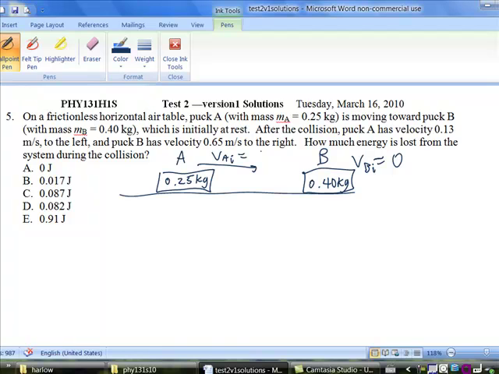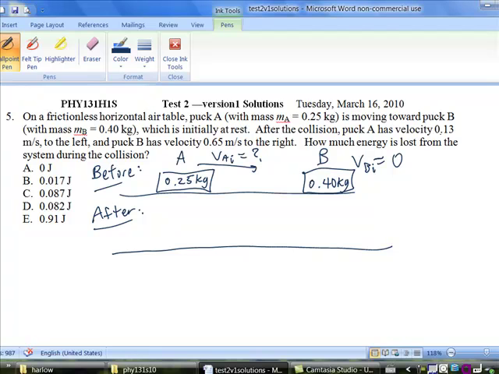It doesn't seem to give it. Let's put a question mark here. After the collision, so this is before, after. Okay. Afterwards, got the same frictionless table.